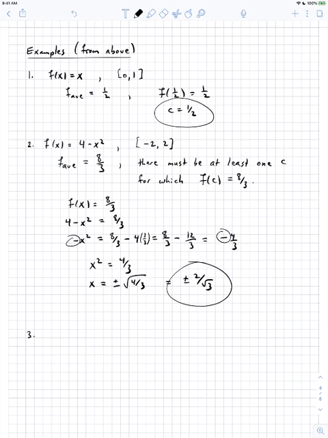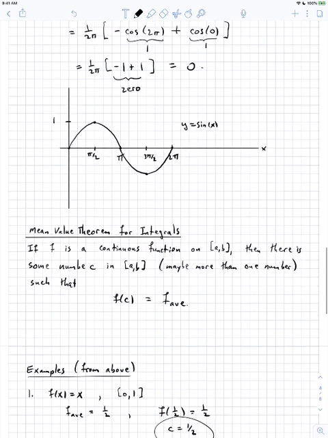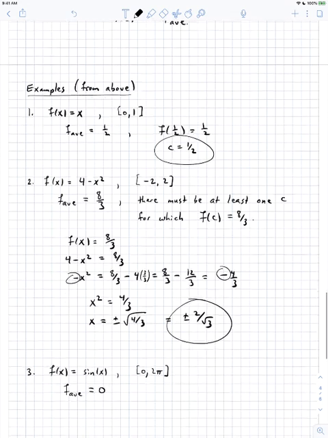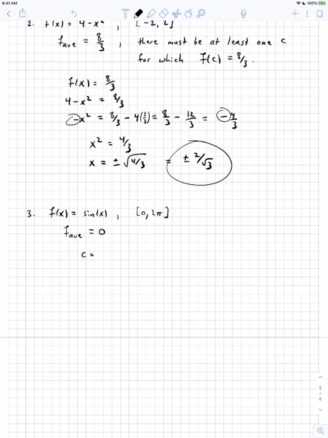What about our third example, f of x equals sine of x on the interval from 0 to 2 pi? Well, in this case, the average value was 0. And there are certainly several places where that happens. If you look at our graph, sine of x is equal to 0 at the origin, at pi, and at 2 pi. So there are three choices for c. c equals 0, c equals pi, c equals 2 pi.